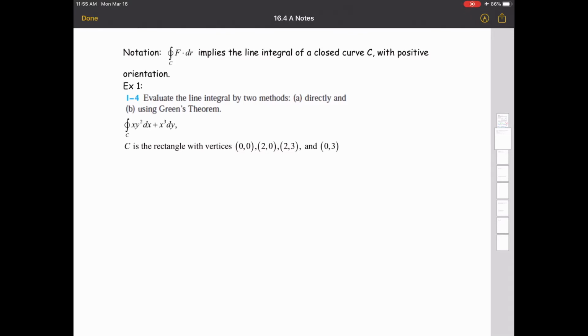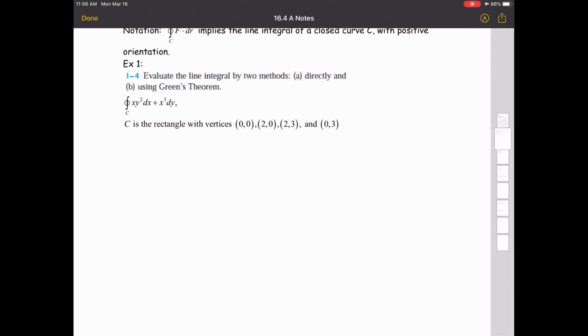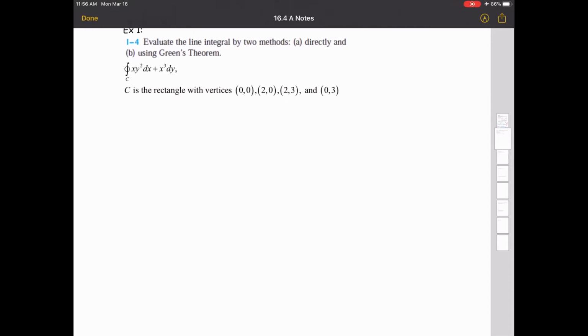So example 1 says evaluate the line integral by 2 methods. 1, directly, and then 2, using Green's theorem. And you're going to see that after we do this directly, how tedious it can be and how simple Green's theorem really does make this. So that's kind of the goal of what we're doing on this particular problem. So we're going to evaluate the line integral, first of all, directly. So we've got xy squared dx plus x cubed dy.